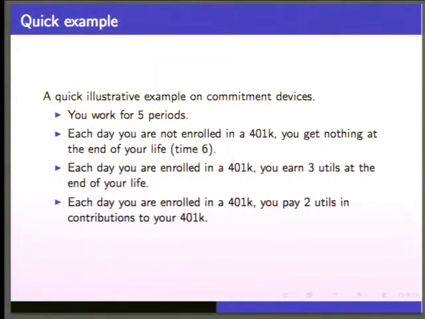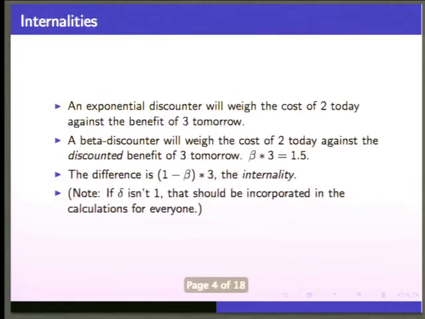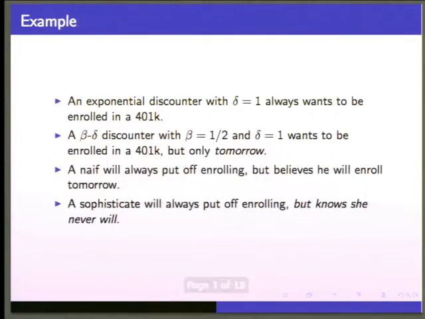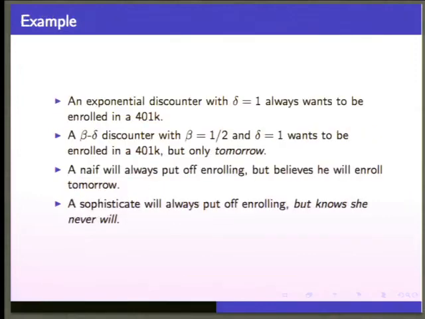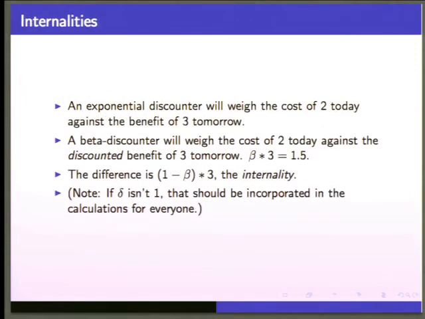We just talked about this example, but now we're going to talk about the same example from the 401k. Each day you're enrolled, this is actually a slightly different example, you earn 3 utils at the end of your life, and each day you're enrolled in a 401k, you pay 2 utils in contributions. So essentially each day you're enrolled in the 401k, you pay 2 utils for 3 utils at the very end. We still have delta equals 1 and beta equals 1/2 for the beta-delta discounters.